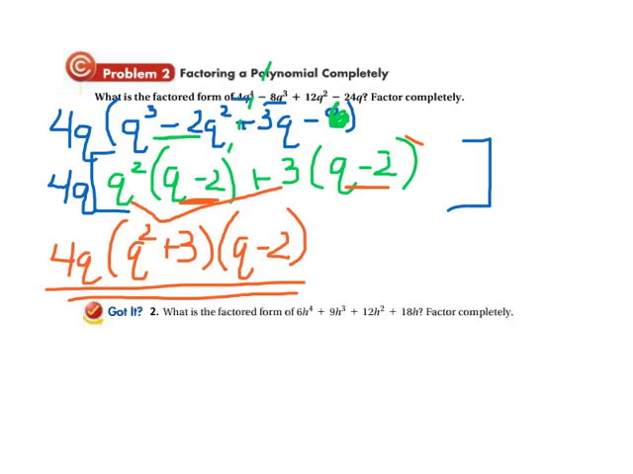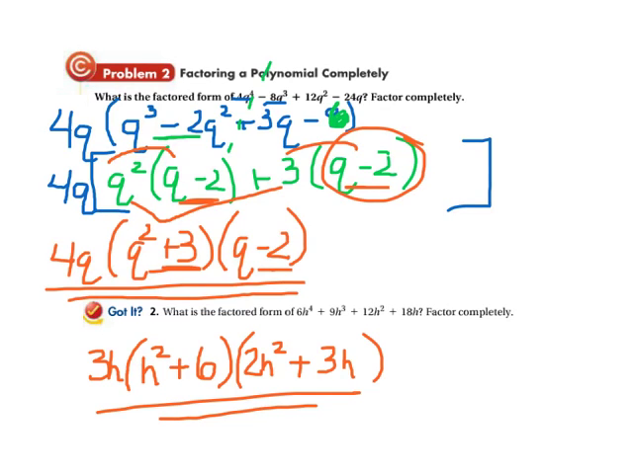Remember, I only need one of the q minus 2 because of the way the distributive property works. What's really happening is this q squared is being distributed to this and this 3 is being distributed to this. So if we just stick them together in one thing, then they only have to be distributed to one of these. Alright, pause and go ahead and try the got it.